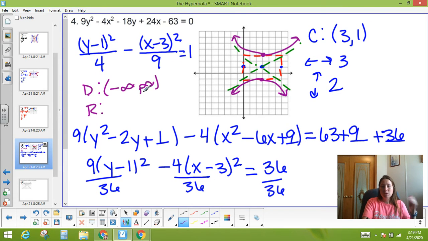But for range, that's where there's like a gap. So we start all the way down and we come up to -1. Then we hop, there's a gap, so we put the union symbol. And then we pick back up at 3 and we go to infinity. All right, so again, I'm not asking you to do that. I was just wanting you to have seen it.